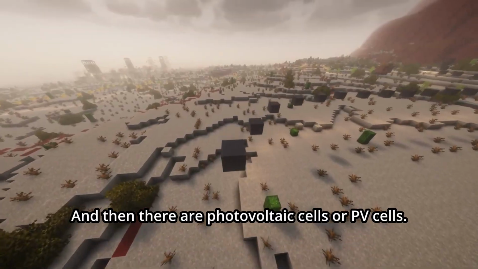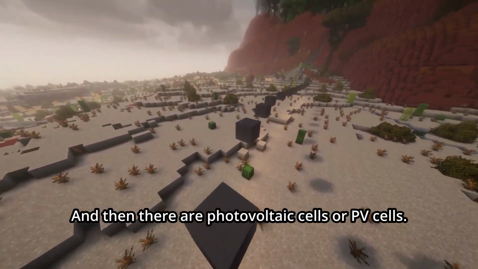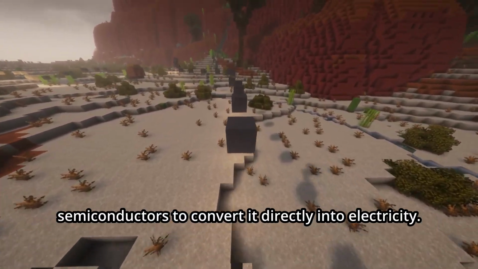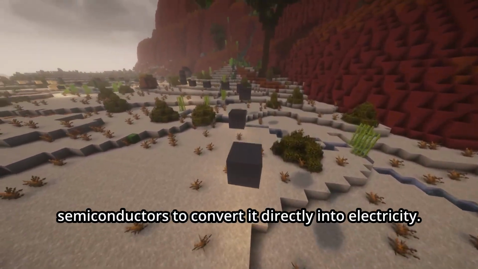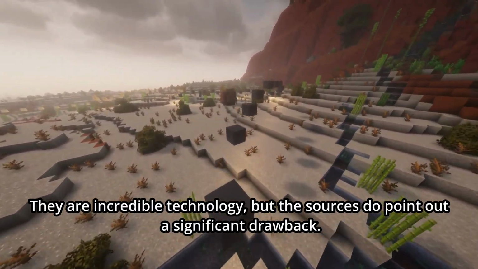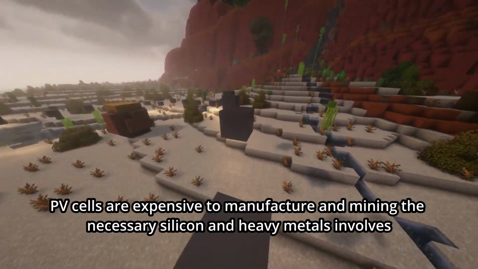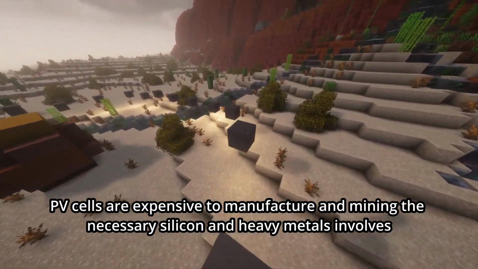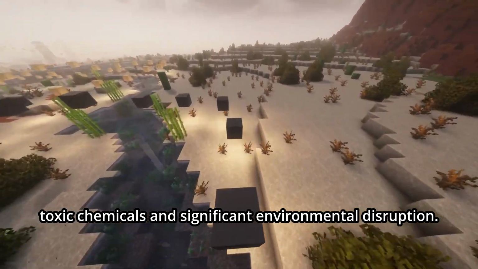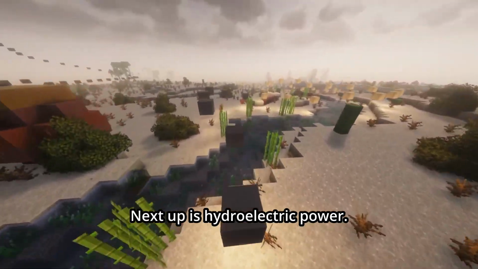And then there are photovoltaic cells, or PV cells. These are your classic solar panels that capture sunlight and use semiconductors to convert it directly into electricity. They are incredible technology, but the sources do point out a significant drawback. PV cells are expensive to manufacture, and mining the necessary silicon and heavy metals involves toxic chemicals and significant environmental disruption.